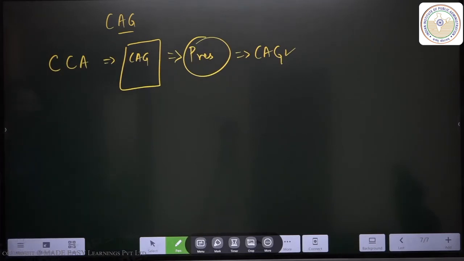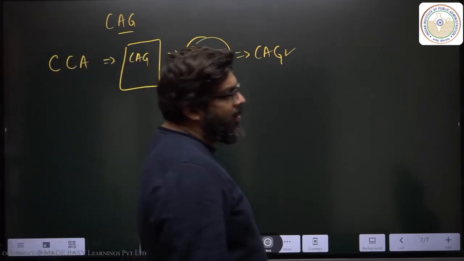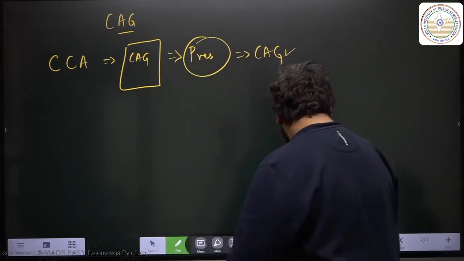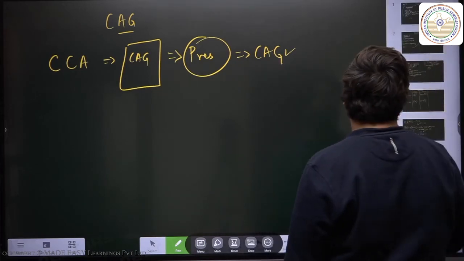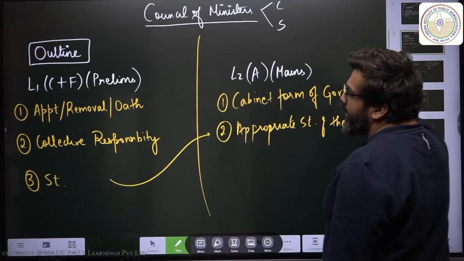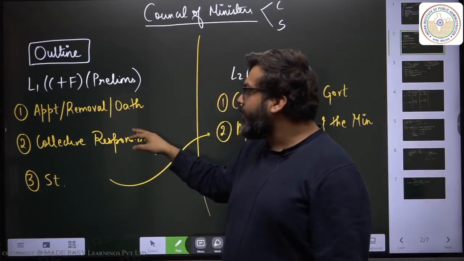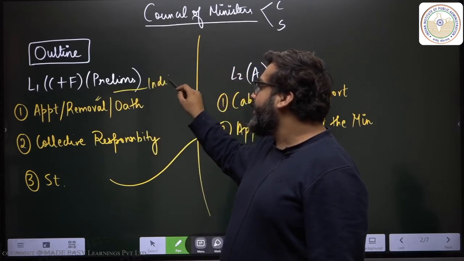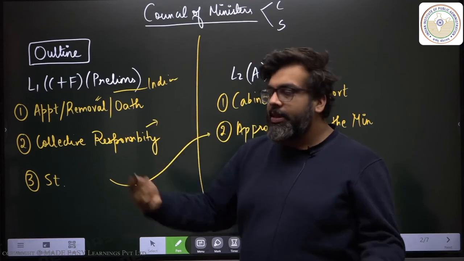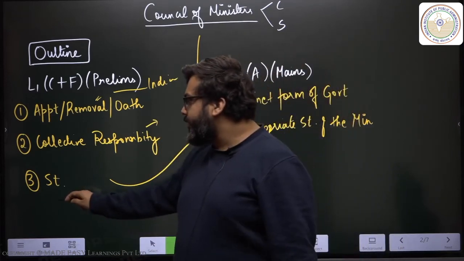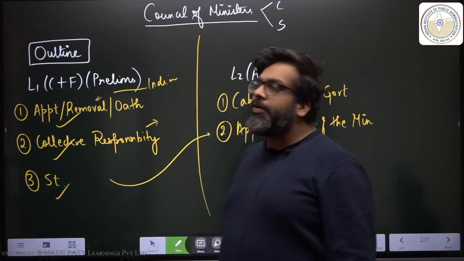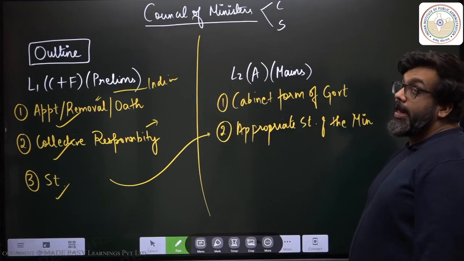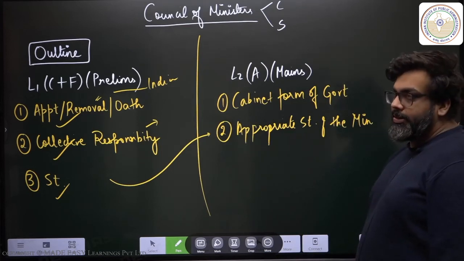Okay, so this is the basic ecosystem. This is largely how it is done, and you don't need to really know anything else beyond this. So as far as our prelims is concerned, as long as you understand the appointment, the removal, the oath, the removal of an individual minister is nothing but individual responsibility, and collective responsibility is a motion of no confidence. You know the strength, you know the collective responsibility, and you know the appointment, removal, and oath. You don't need anything else at all under any circumstances.